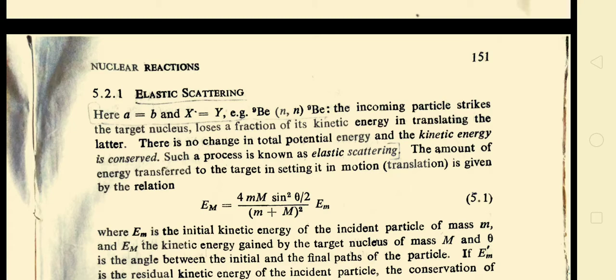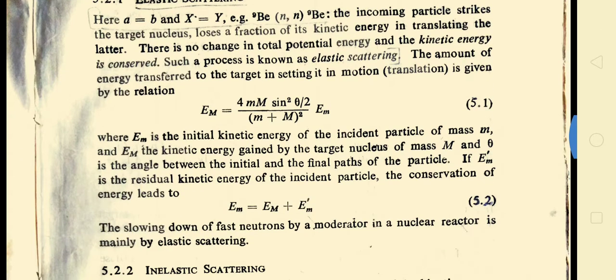The amount of energy transferred to the target nucleus by the projectile is given by the relation E_M equals 4mM sin square theta by 2, divided by (m plus M) square, times E_m. Here E_m, small m, is the initial kinetic energy of the incident particle of mass m, E_M, capital M, is the kinetic energy gained by the target nucleus of mass M, and theta is the angle between the initial and final path of the particle.